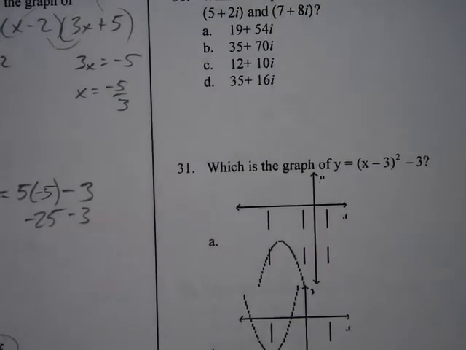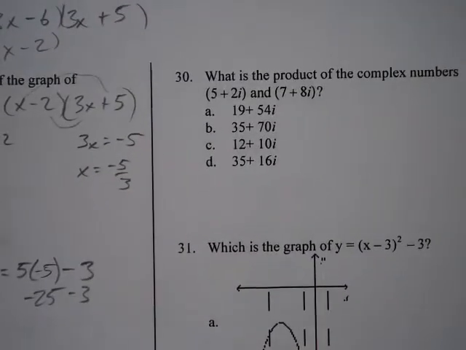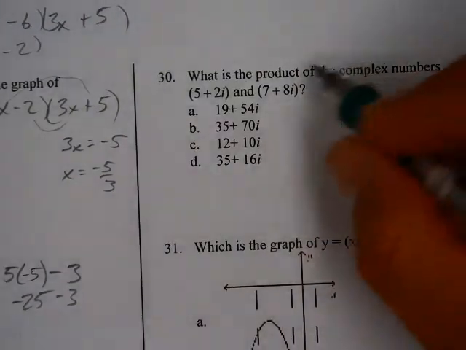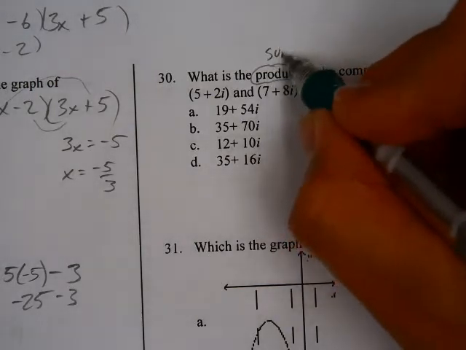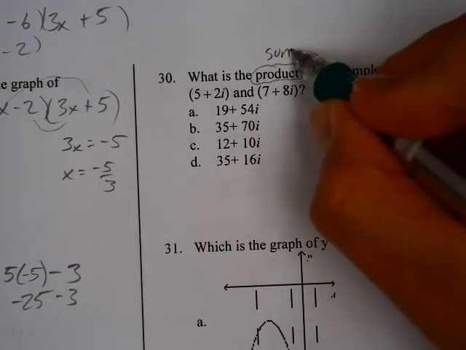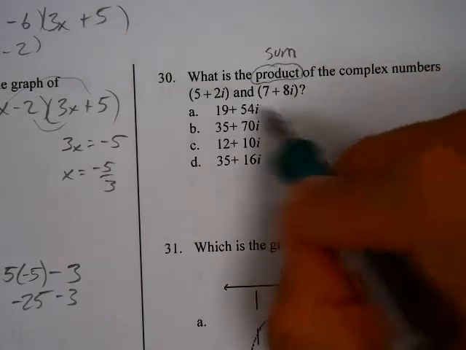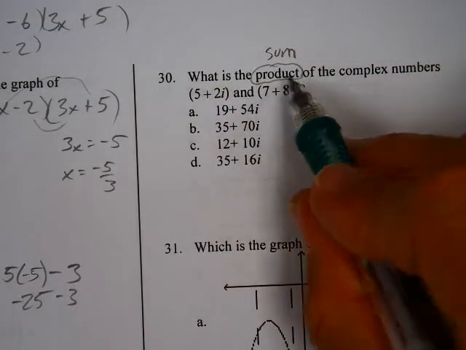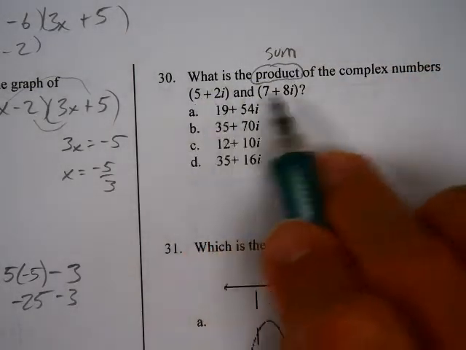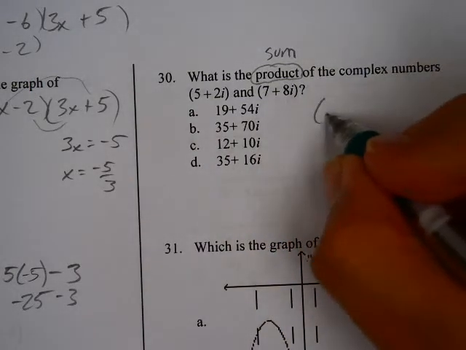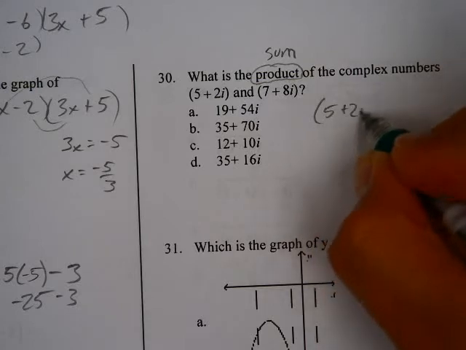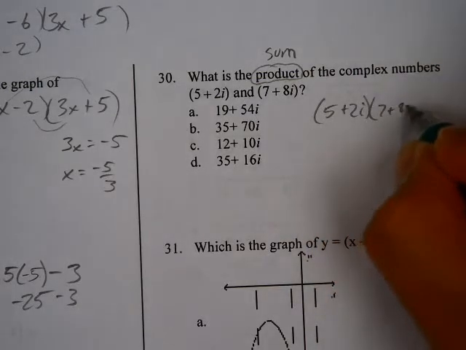So moving on, the product of the complex terms. Now this product, you got to read this, because another thing could look exactly like this and have the word sum. The sum means you're adding them together, but this says product. Sum would be 12 and 10i. I want the product. I want to multiply. This is a FOIL process. 5 plus 2i, 7 plus 8i.